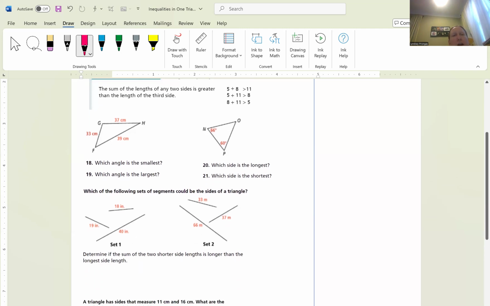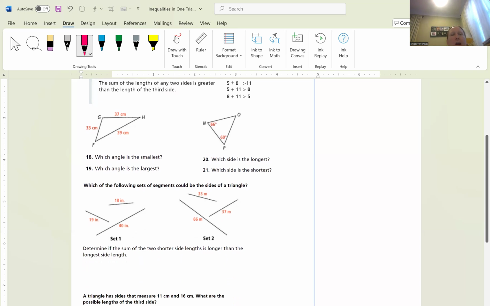So let's show how we are going to use them. In our first example here, we have a triangle and it gives us 3 sides and it says which angle is the smallest and which one is the largest. So to do that, we are going to look at the sides first and determine how those are being ordered here. So we have 33, 39, and 37. So 33 is the smallest side. 39 is the largest side. And now we have to look at what angles are opposite them.